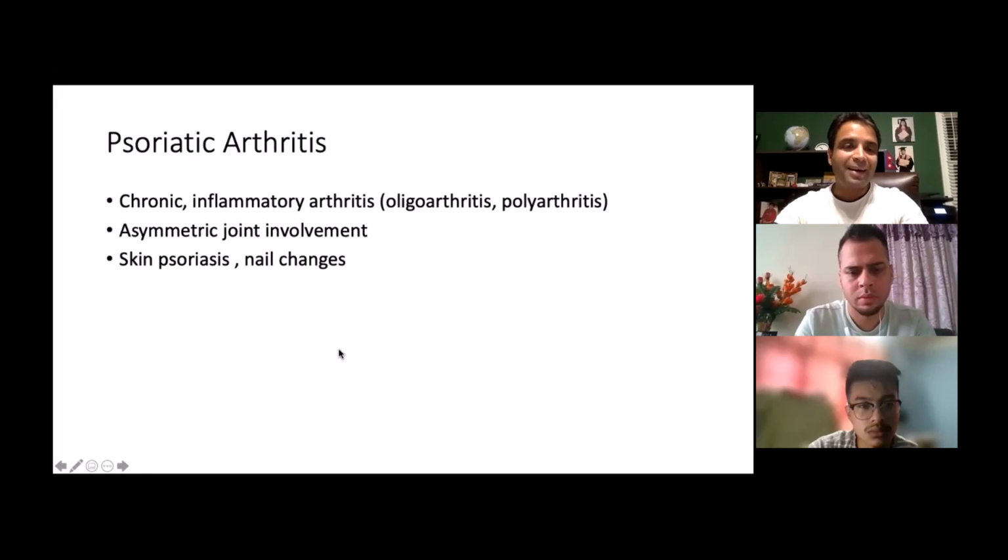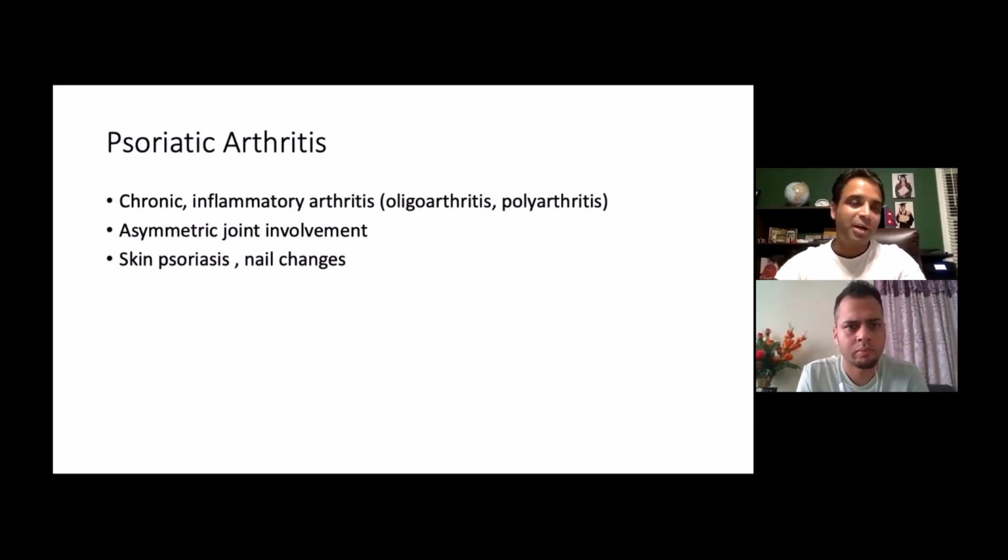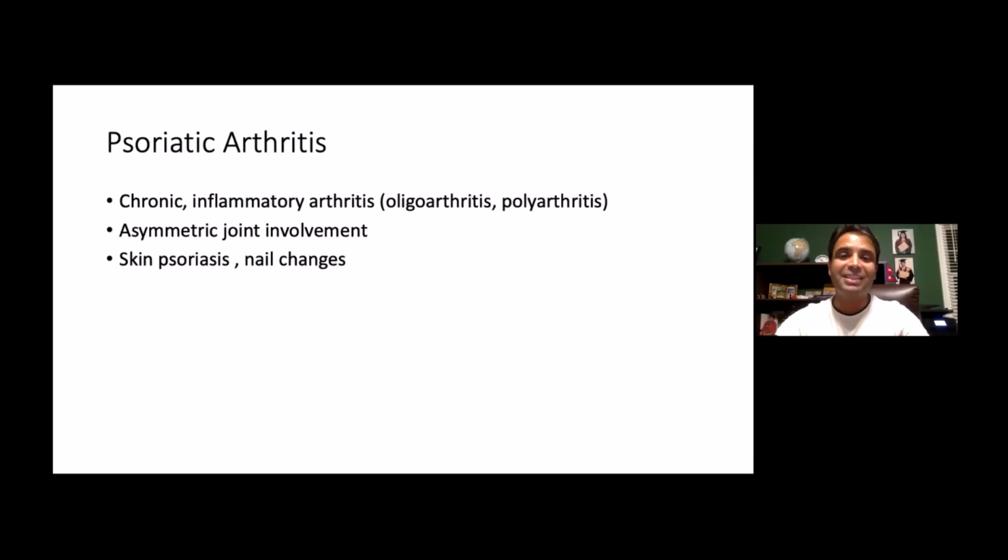Now, psoriatic arthritis is another variety of inflammatory arthritis, and similar to RA, it is a chronic form of arthritis, and it could involve either few joints or multiple joints. Sometimes it's very difficult to differentiate between psoriatic arthritis and rheumatoid arthritis if they have a polyarticular involvement. In general, they have more asymmetric joint involvement compared to rheumatoid arthritis, meaning you could have one part of your body involved, not the others. That is not typical for rheumatoid arthritis.